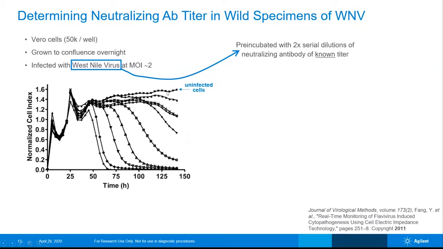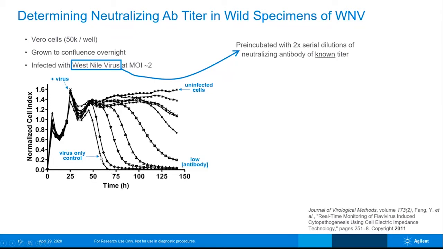This is the uninfected sample. So you see that they've grown and they're still increasing a bit, but they're basically plateaued here. This is the point of virus addition. And this is the sample that was infected with virus alone that had not been pre-incubated with any antibody. So you see a rapid killing response that goes all the way down to an impedance value of 0.